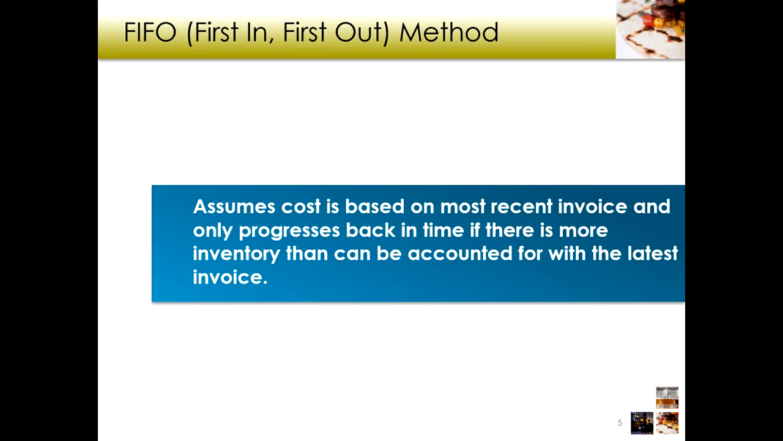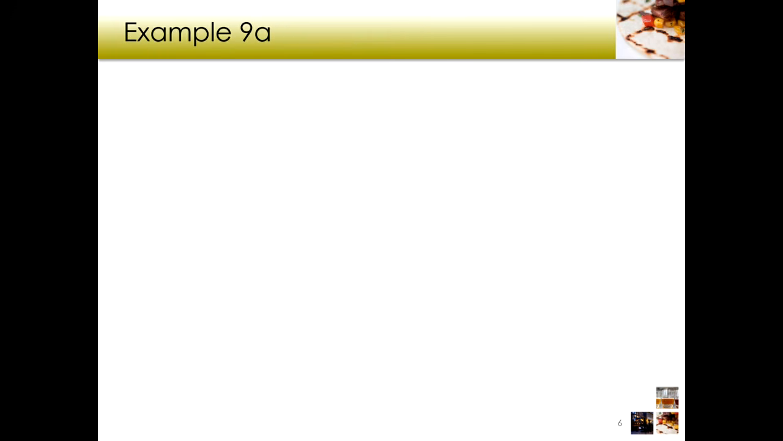First in, first out assumes cost is based on the most recent invoice and only progresses back in time if there is more inventory that can't be accounted for in the latest invoice. Now that can sound confusing just reading those words. Hopefully my example here will make it more clear.